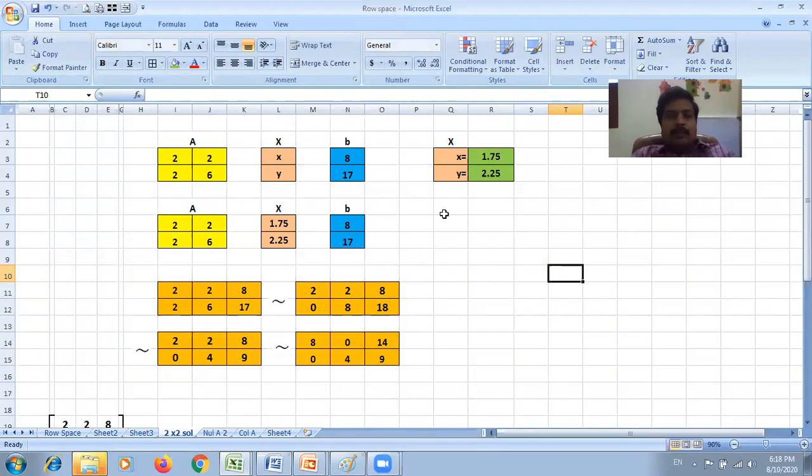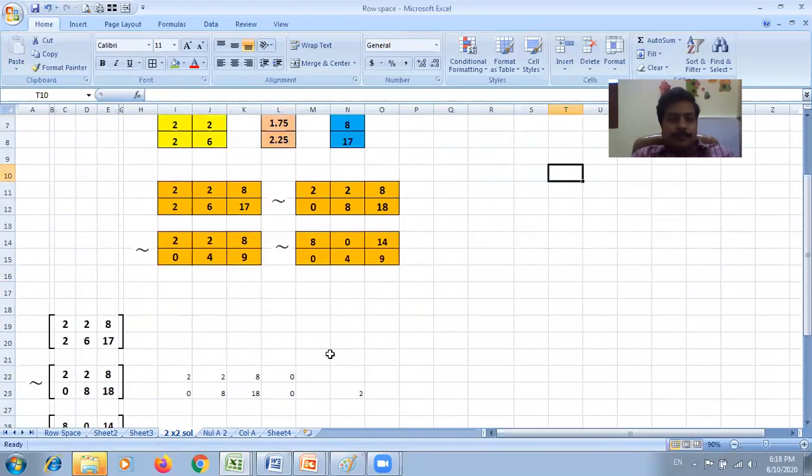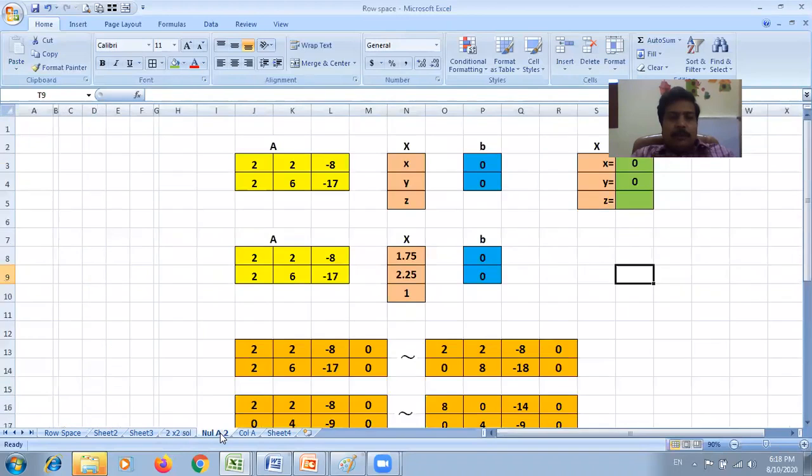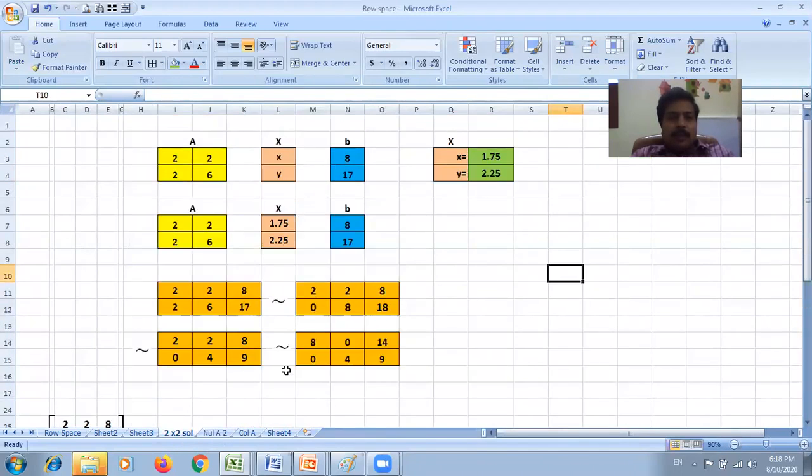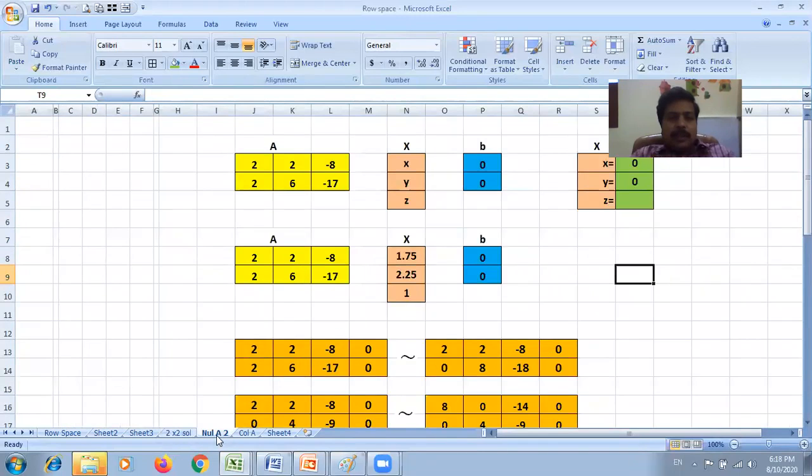So we can construct Excel programming, Excel tables for solution of simultaneous equations like this. We need to convert it into echelon form. Of course, this is to be further converted into echelon form so that the leading entries are 1. So this is the problem. This is the programming related to null space A of this particular problem.